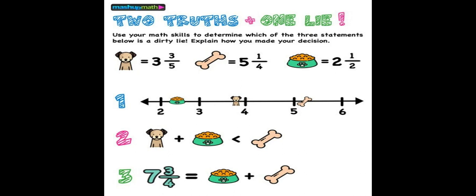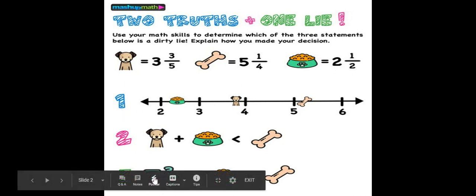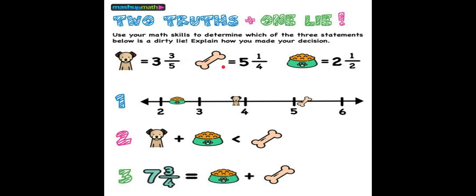Okay, so let's start with number one, the number line. As you can see at the top, they gave values for each one of these pictures. So the dog is worth 3 3/5, the bone is 5 1/4, and the dog bowl is 2 1/2. Looking at my number line, I'm going to see if where they put each one of these objects seems to be correct.